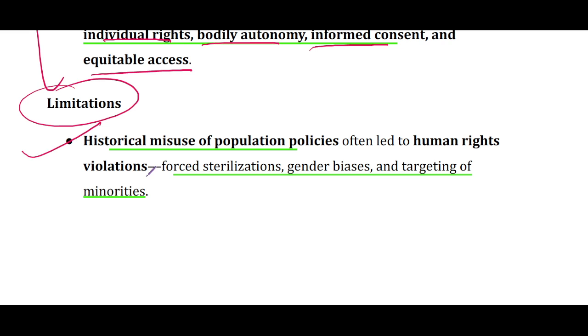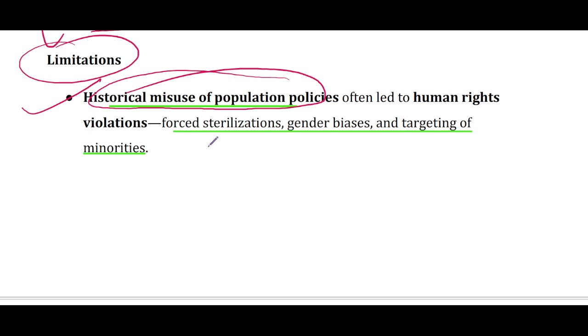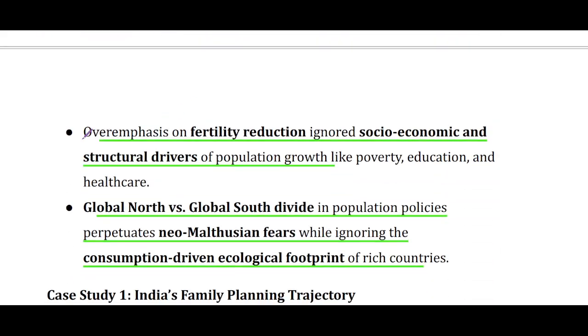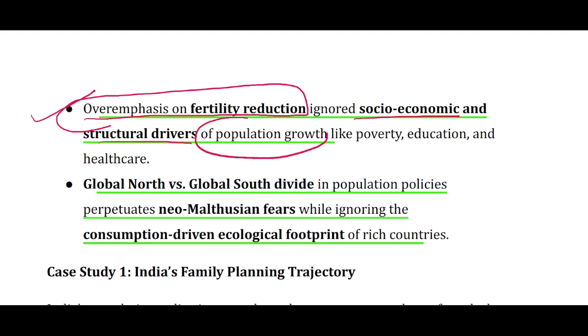Now the limitations. First, such population policies have been historically misused because of coercion. So many forced sterilizations, gender biases, and targeting of minorities happened. Then these population policies overemphasize fertility reduction while ignoring the social and economic structures that drive population growth.